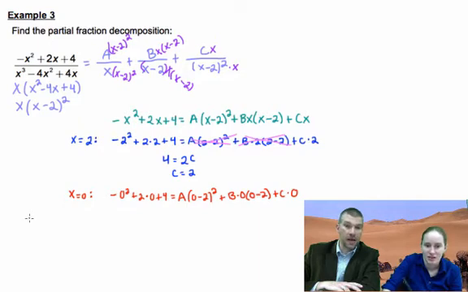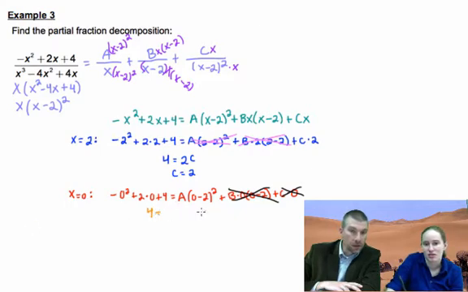That's a lot of writing. Yeah, it is. So this time these two go away, and we're left with 4 on this side again. Negative 2 squared is 4, so 4A. You divide that, and that gives us A equals 1. Now we've got two of them.